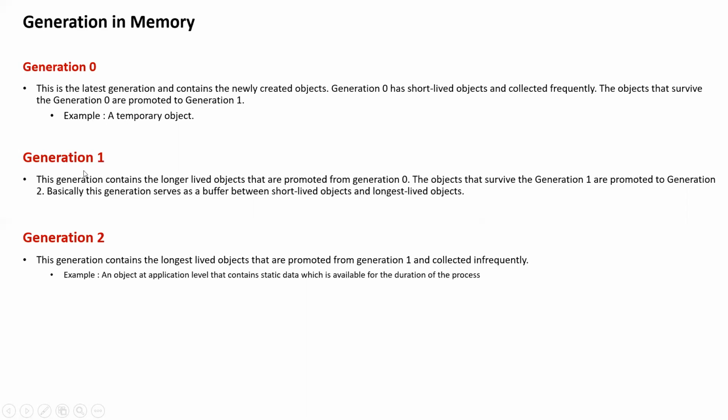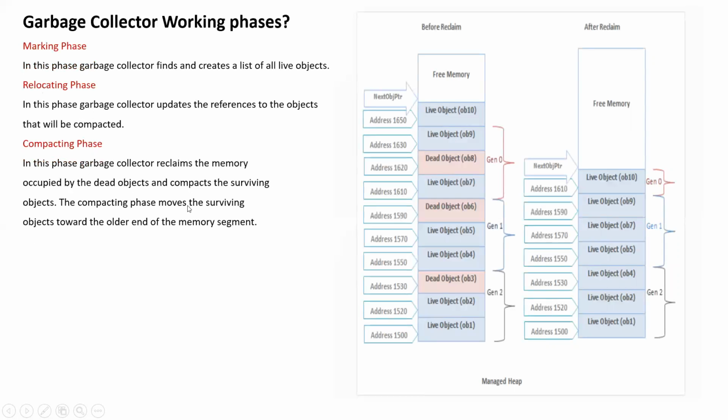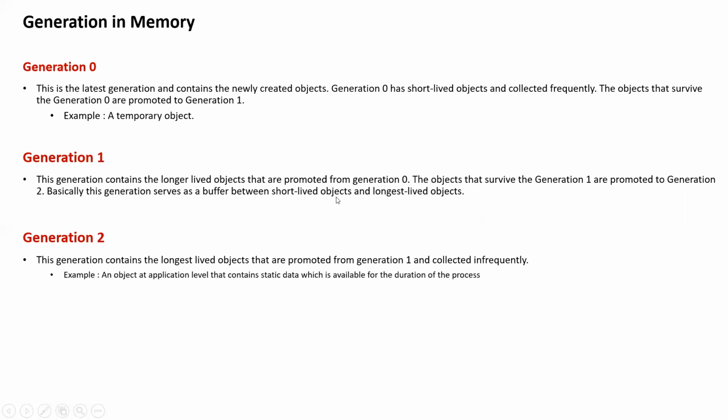Generation 1 contains longer-lived objects that are promoted from generation 0. If you are not using an object for some time in generation 0, it is promoted to generation 1, where they are named longer-lived objects. Longer-lived objects that survive generation 1 are promoted to generation 2. Basically, this separates the differences between short-lived and long-lived objects. Generation 2 holds the longest-lived objects, promoted from generation 1.